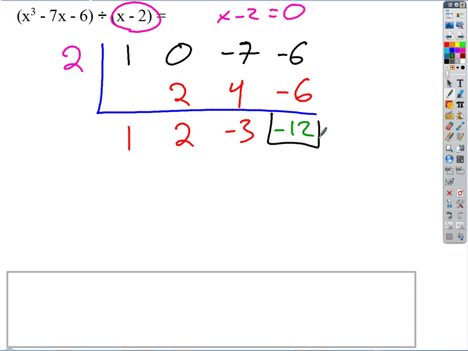Okay, and so how do we interpret that then? Well, now, this is the answer, just like we had before. We know the answer has to be a polynomial plus a remainder. So this part right here is the polynomial part. Those are the coefficients. We have 1x squared plus 2x minus 3. Perfect. So that's the polynomial part. And it's easiest to work backwards on that.